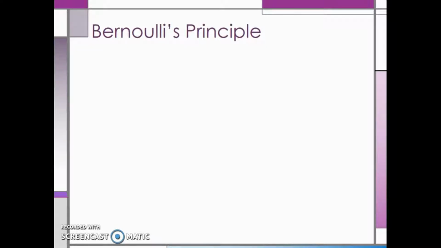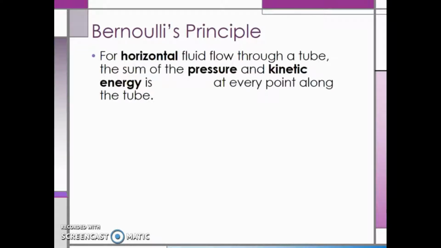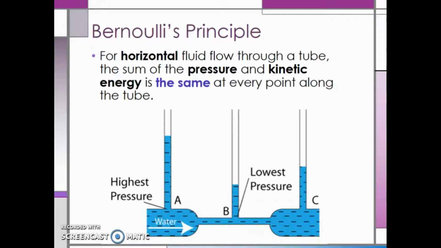Bernoulli's principle tells us that for horizontal fluid flow through a tube, the sum of the pressure and the kinetic energy is the same at every point along the tube. We can take the idea from the last slide and see that if a fluid moves through a wider area, it travels slower. If it travels slower, it will have less kinetic energy. If the kinetic energy is lower, it must have a higher pressure in order for Bernoulli's principle to hold.